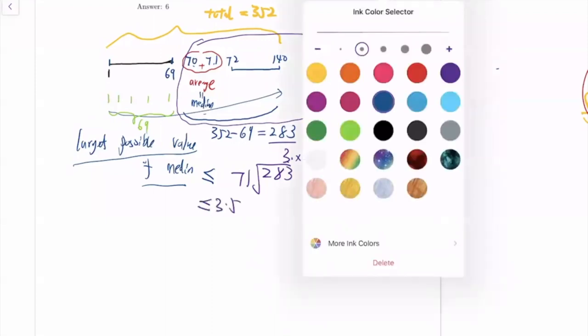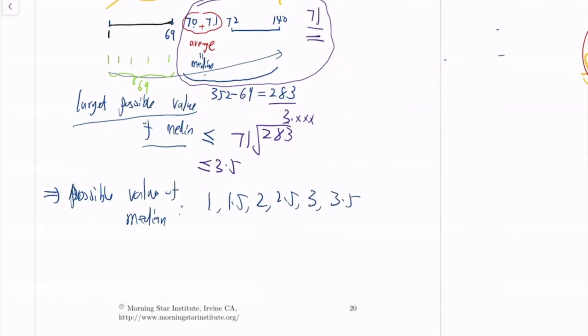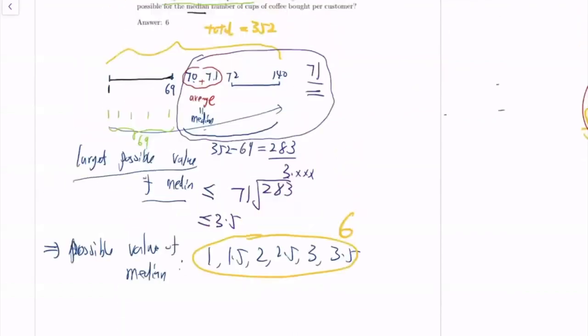Okay, so from here, we can list all possible values of the median. It starts from 1 because at least it's 1, according to the requirement of the problem. Then the next one could be 1.5, then 2, 2.5, 3, and 3.5. Okay, so then we get all the possible values. There are six possible values of the median. So the answer is 6.